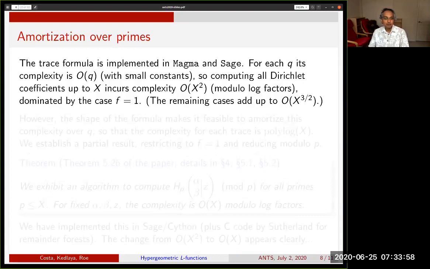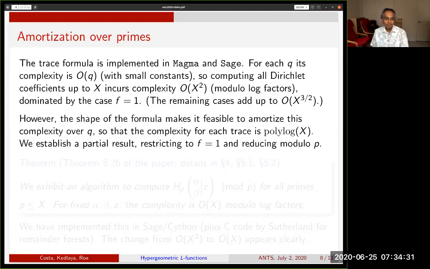Of course, the case f equals 1 dominates. If you look at the prime coefficients, there are O of x of those, up to log factors. And so each of those takes complexity O of x to compute. The remaining cases are dominated by f equals 2. There are x to the 1/2 many terms of that form. And again, each of them takes O of x complexity to compute. So the total complexity in that case is O of x to the 3/2. So really, the dominant portion of this computation is the prime coefficients.